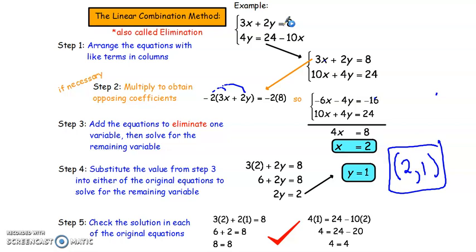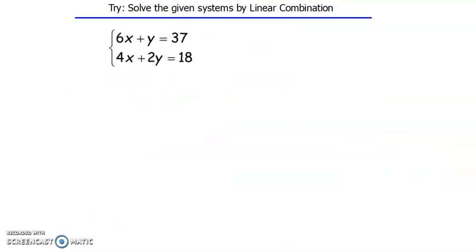So let's take a look at another example of linear combination and how we can make this work. Taking a good look at our equations up here, we've got a 6x and a 4x, we've got a y and a 2y, and again our 37 and our 18. We're lined up. Our x's, y's, and constants are all on the correct sides.